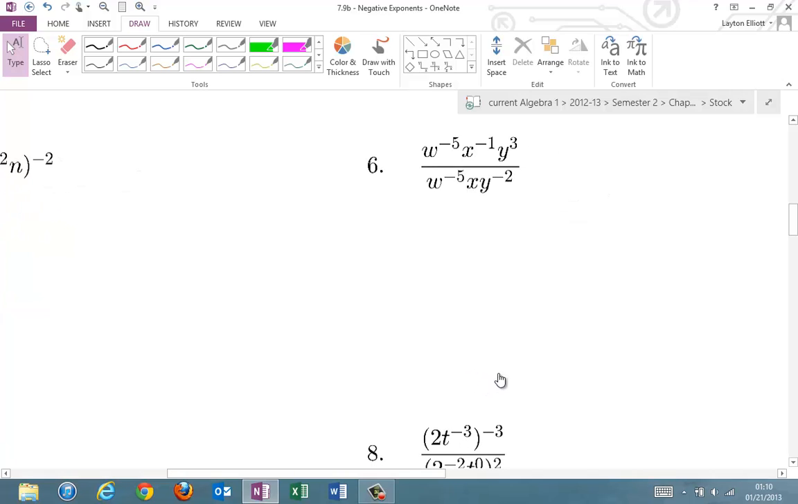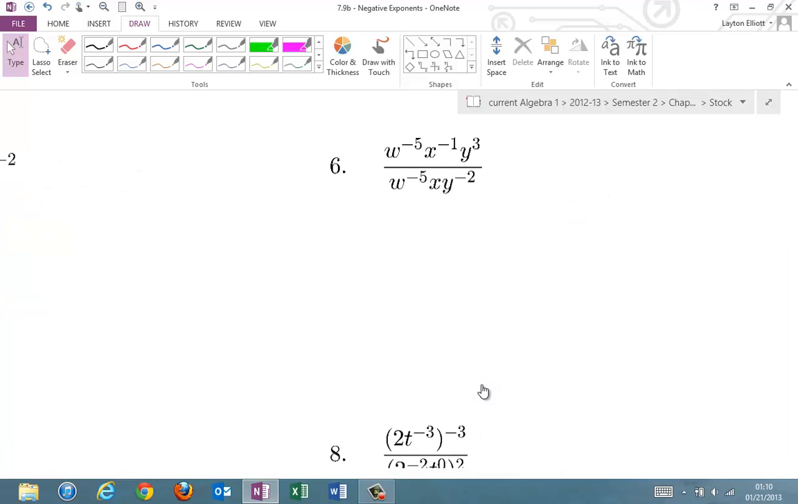Next, we have a lot of popcorn going on here, meaning, well, the w's are going to cancel. And then let's draw a new fraction bar. We have the x to the negative 1 going down, and the y to the 3rd staying on top. And now we read the denominator. That x is going to stay down there, and that y to the negative 2 is going to come up. This gives us y to the 5th over x to the 2nd.